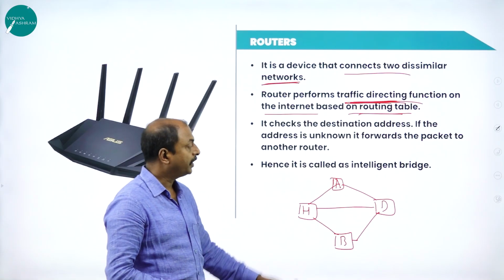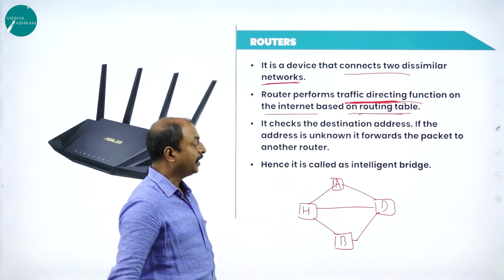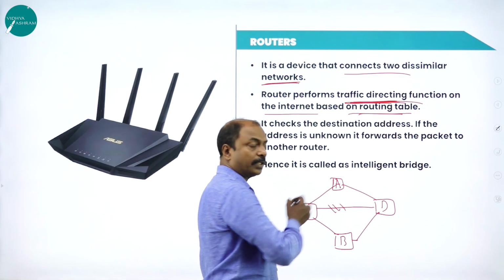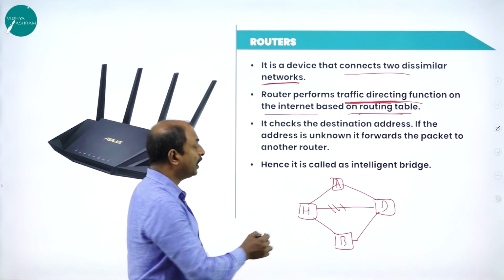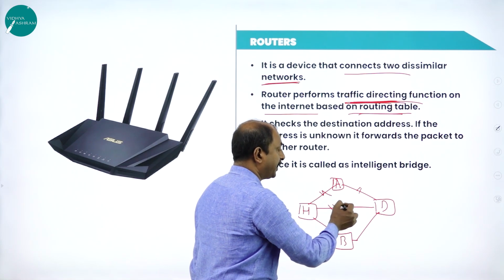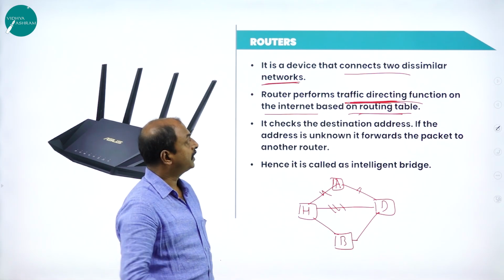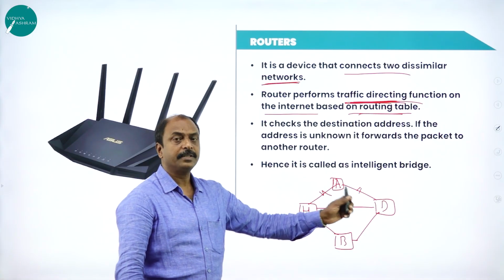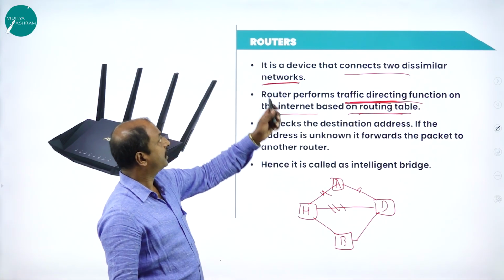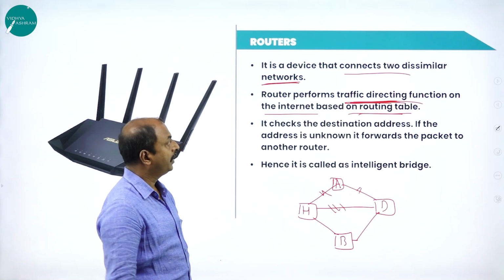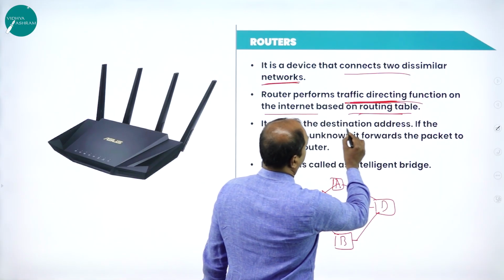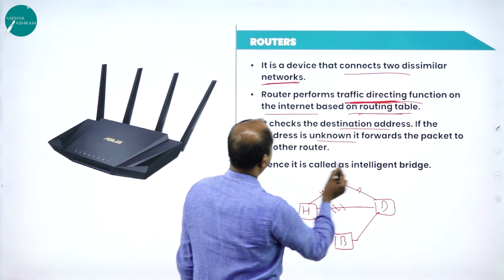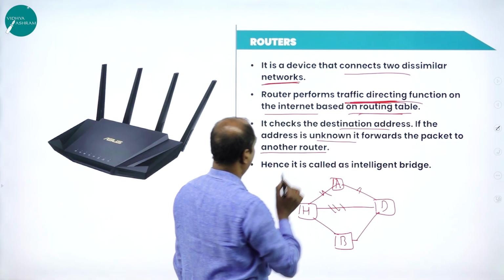It depends on many factors. Suppose there is traffic congestion, then it takes another path. If there is any problem with one of the paths, then it can take another path. That is the meaning of traffic directing between host and destination. That is another function of this router. Now it checks the destination address. If the address is unknown, it forwards the packet to another router.